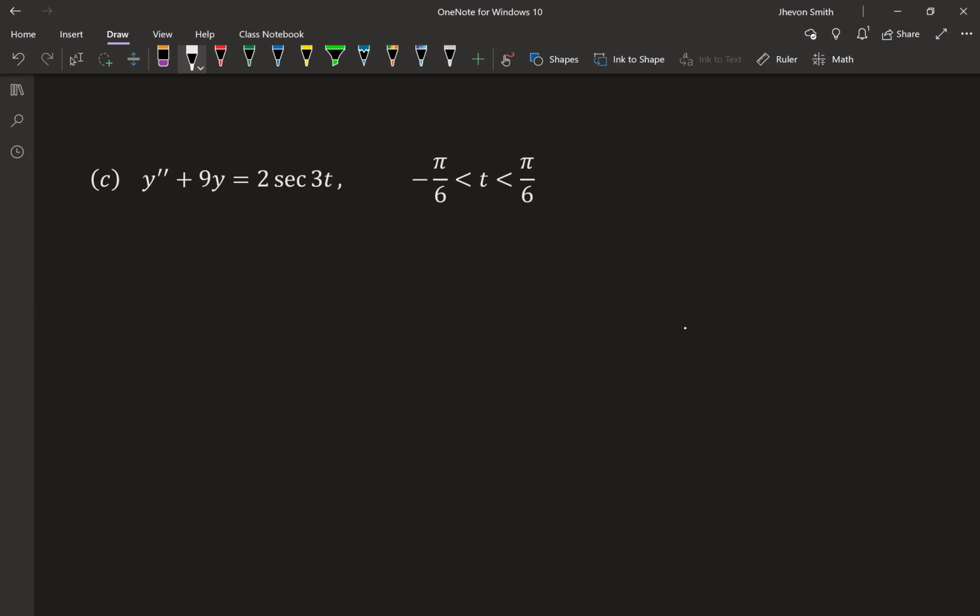So first thing I'm going to do is find the homogeneous solution. So r squared plus 9 equals 0. This means, and by the way, pro tip, remember, watching me doing math is very different from doing math on your own.